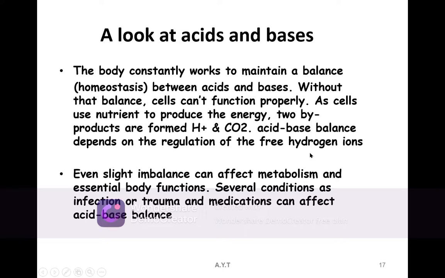The parameters I already told you about. It will give the pH, PO2, PCO2 and bicarbonate levels. On the basis of these four, if potassium is there, it is very fine. It will enhance your interpretation.